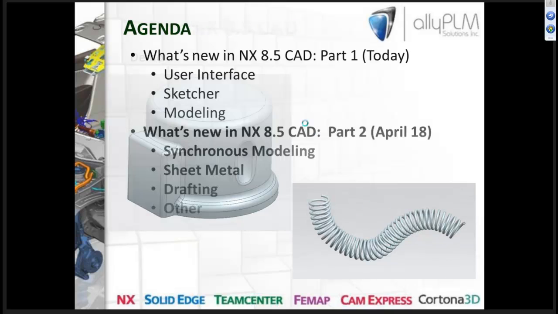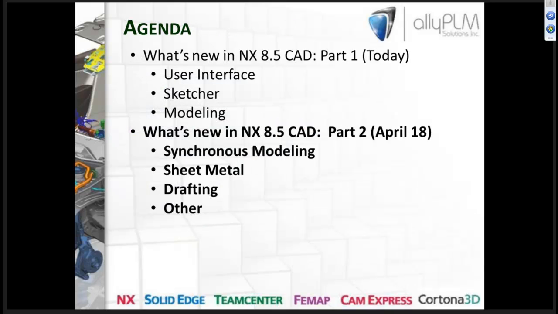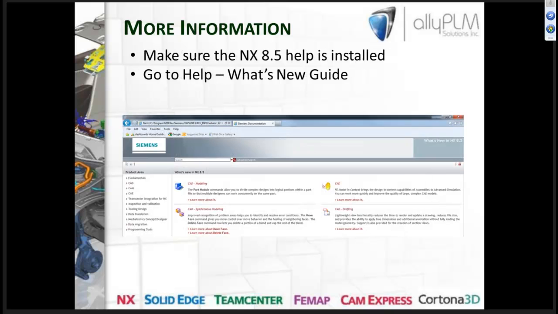Okay, so I know that went pretty quick. We went through user interface, sketcher, modeling, and then we're going to conclude with part 2 on April 18th. We'll look at what's new in synchronous modeling, sheet metal, drafting, and then other if time permits. If you want more information on some of the topics we've discussed today, or even more general what's new in NX, you can go to Help and select the What's New guide from Help, and you'll get hyperlinks. There's CAD modeling, CAD drafting, CAD synchronous modeling. You can navigate through there.